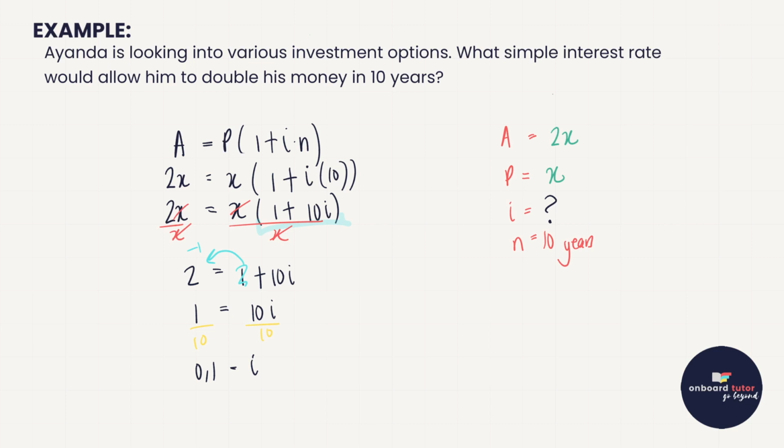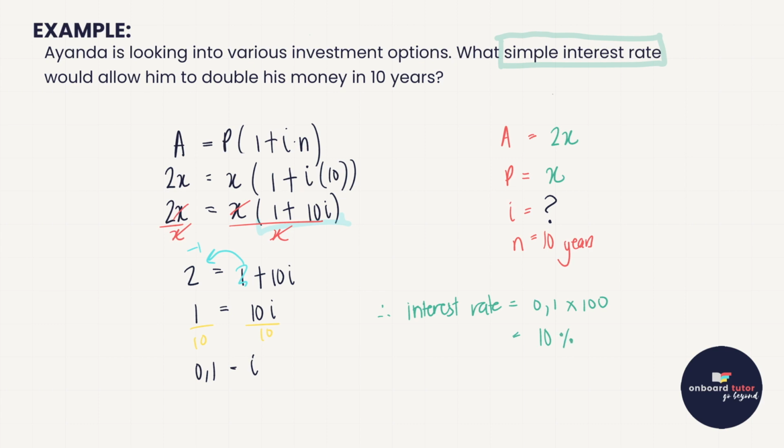Okay, but what they did ask us for here, grade 10s, is a simple interest rate. And so the fact that I've got this means that it has been divided by 100. So I need to say, to answer the question, the interest rate is going to be 0,1 times by 100, which is equal to 10%.